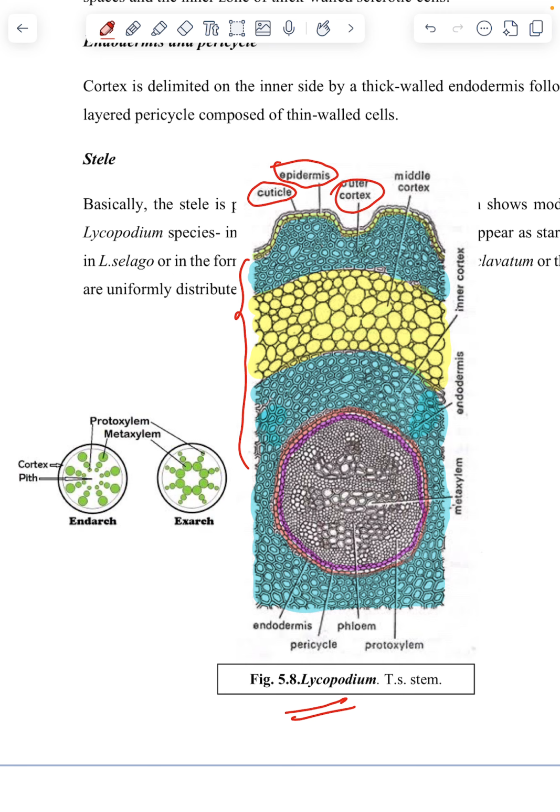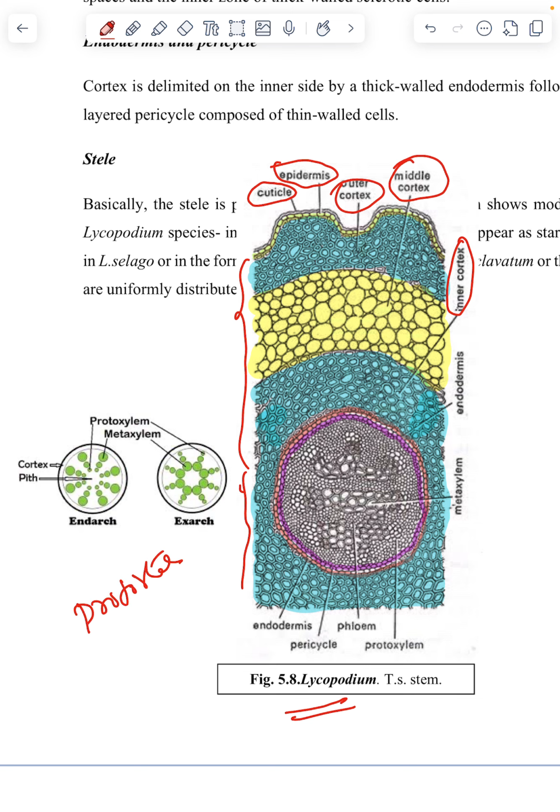Outer cortex made up of sclerenchymatous cells, middle cortex made up of parenchymatous cells with intercellular spaces, and inner cortex again with sclerenchymatous cells. Then at the center you can find this is a stele. In case of Lycopodium stem, the stele is of protostele type.